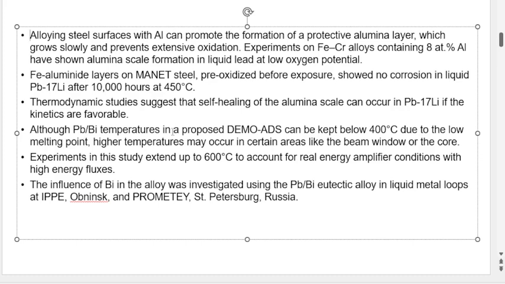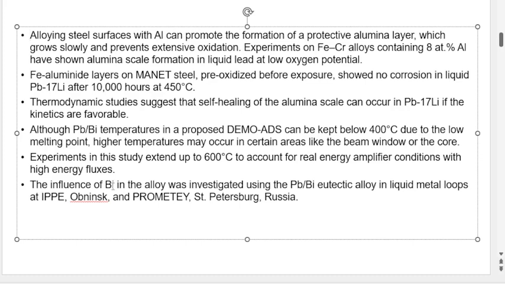Although PbBi temperatures in the proposed demo ADS can be kept below 400 degrees C due to the low melting point, higher temperatures may occur in certain areas like the beam window or the core. So we can control the system at 400 degrees C, but at certain points, certain areas, it might be higher than that. Experiments in this study extend up to 600 degrees C to account for real energy amplifier conditions with high energy fluxes.